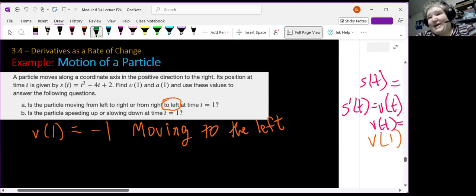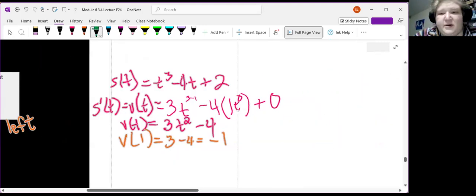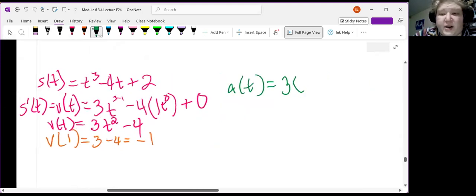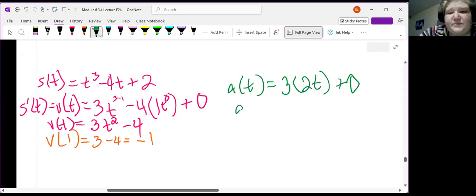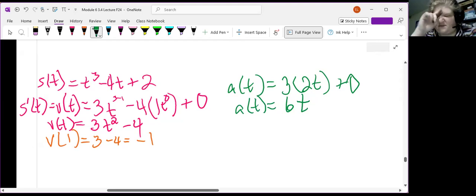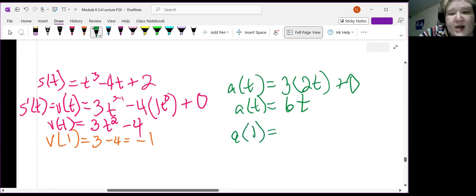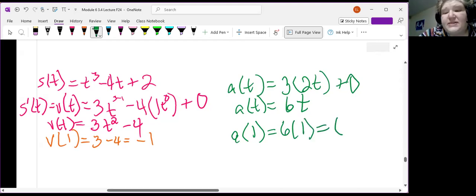All right, now we got to answer the acceleration question. So let's backtrack over here. And our acceleration is the derivative of our velocity. So we have 3 times the derivative of t squared will be 2t to the 2 minus 1, which is 1, so I'm not going to write it, minus the derivative of 4 is now a constant. So now its derivative is 0. So the acceleration is just 6t. So it is not a constant acceleration. This is an acceleration that changes based on our time t. And our a of 1 is 6 times 1, which is 6.